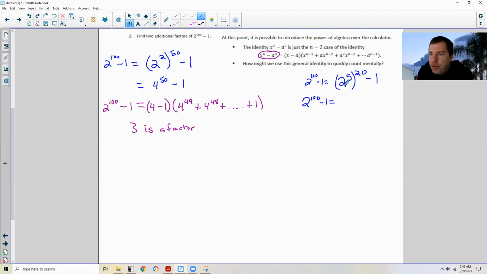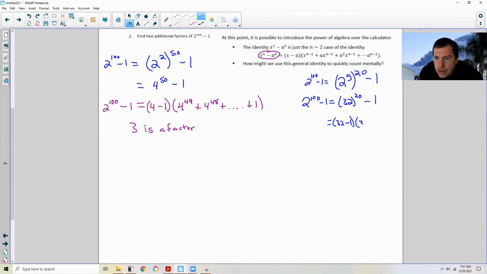2 to the 5th, which is 2 times 2 is 4 times 2 is 8 times 2 is 16 times 2 is 32. So 2 to the 5th is 32. So now I can represent this as 32 to the 20th minus 1. So now my x is 32 and my a is 1. So now I can say that equals 32 minus 1, which is my x minus a, times this.